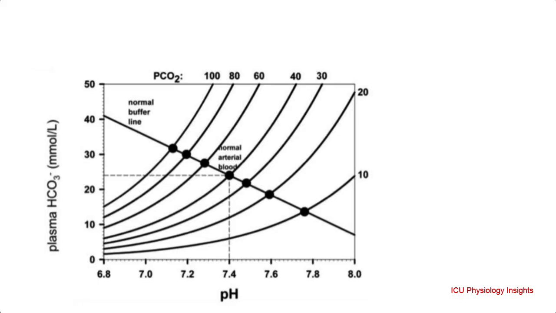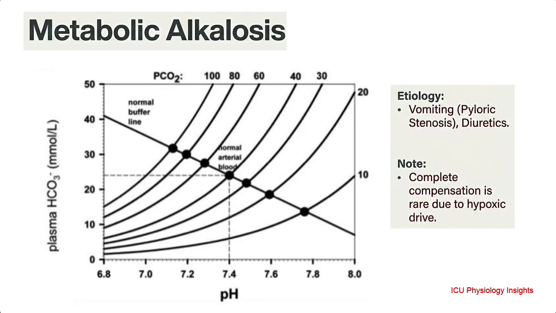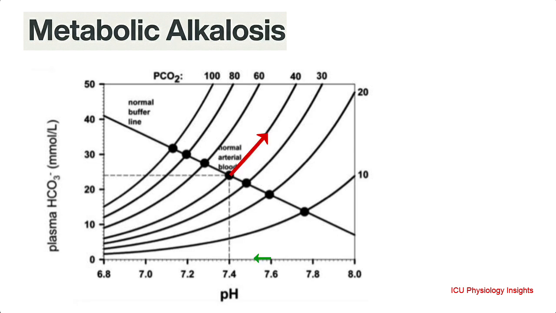And finally, metabolic alkalosis. The primary cause here is a loss of fixed acid. The classic example is vomiting from pyloric stenosis, or gain of bicarbonate. The initial change is a move straight up the PCO2 isopleth to a higher bicarbonate level and a higher pH. Now, the respiratory compensation for this, which would be hypoventilation, is often pretty minimal and frankly unreliable because the drive to breathe is just far too complex.